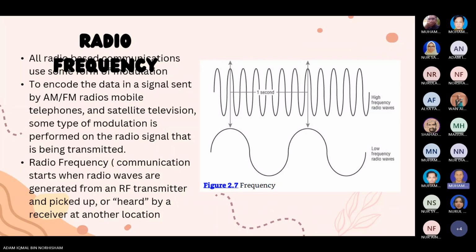Now, radio frequency. First thing, we need to know that all radio-based communications use some form of modulation. Now, modulation can come with different type of modulation. For radio-based communication, the modulation of its frequency is called radio frequency. Radio frequency starts when radio waves are generated from an RF transmitter and picked up by a receiver at another location.